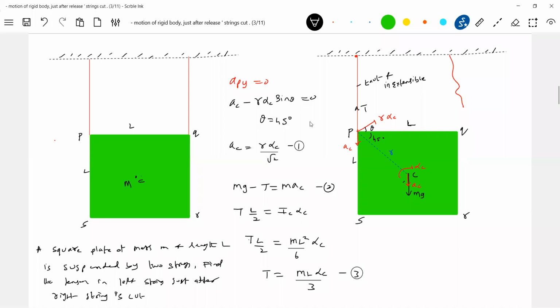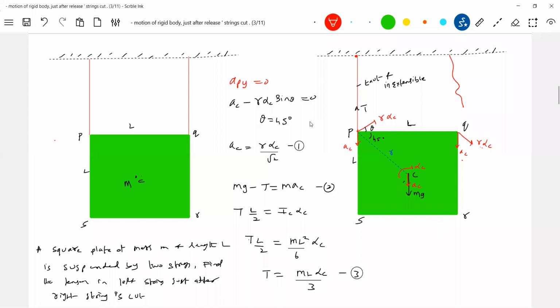What is the acceleration of point Q? What are the accelerations? It will have AC and R alpha C. Tangential acceleration. This is tangent. This is a linear, also like a linear acceleration. This is a tangential acceleration. This AC is due to translatory motion. What about this? This will have AC and tangential acceleration like this.